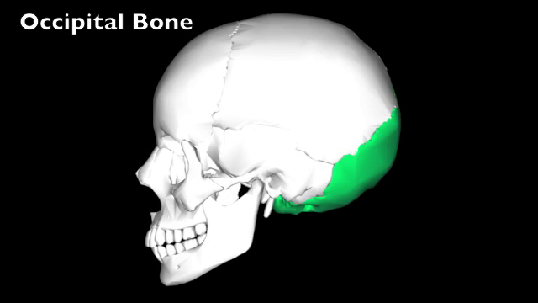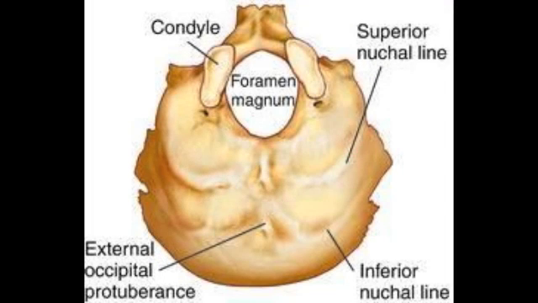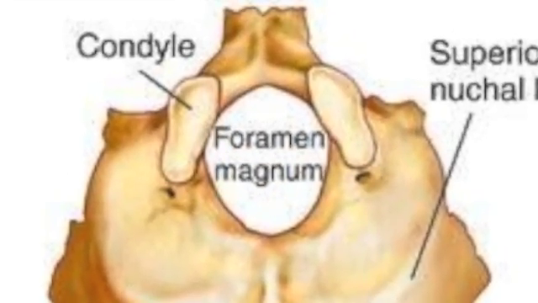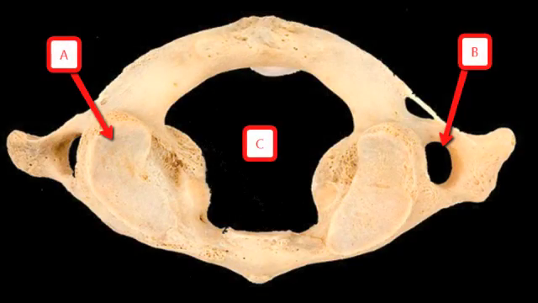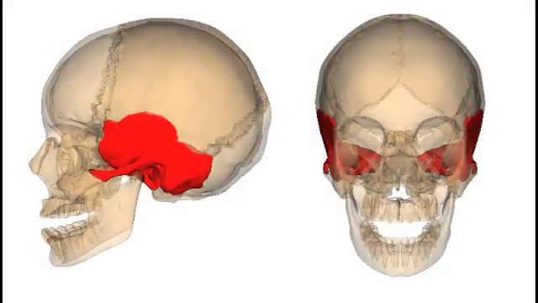The occipital bone is at the posterior of the cranium. The foramen magnum is the hole for the spinal column that is made of bone and the spinal cord that's made of nervous tissue. The other big landmark is the condyles that articulate with the first vertebra, the atlas, that holds the head.